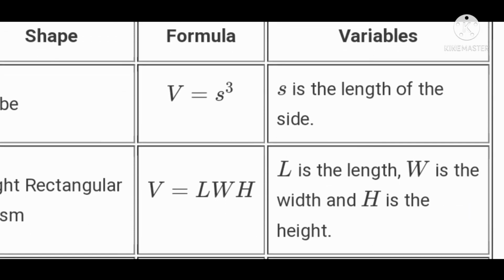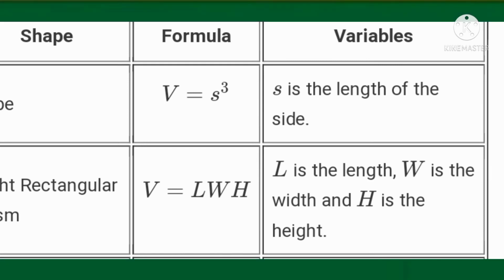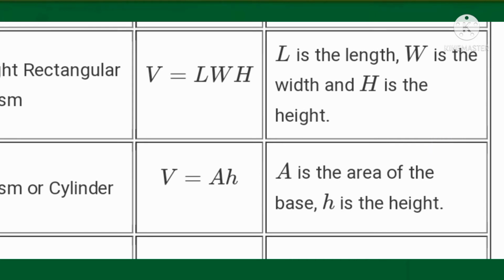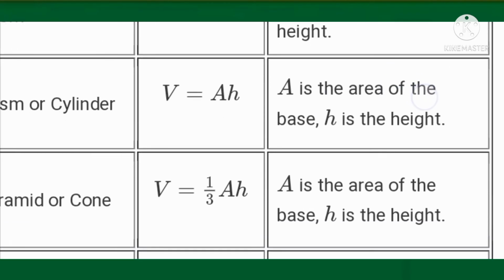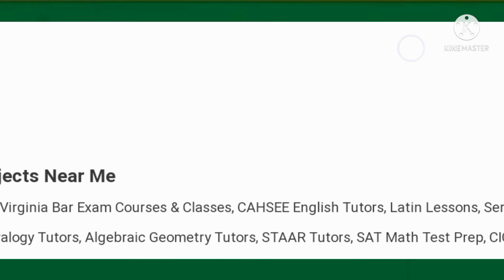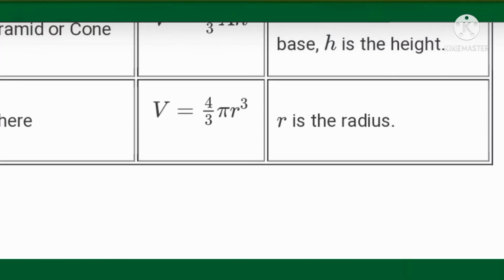As you can see here, if the shape is a cube, then the formula is V equals S cubed, and the variable S is the length of the side. For a rectangular prism, the formula is V equals LWH, where L is the length, W is the width, and H is the height. This is followed by the other shapes here, as you can see. And that's all. Let's proceed to the next topic.